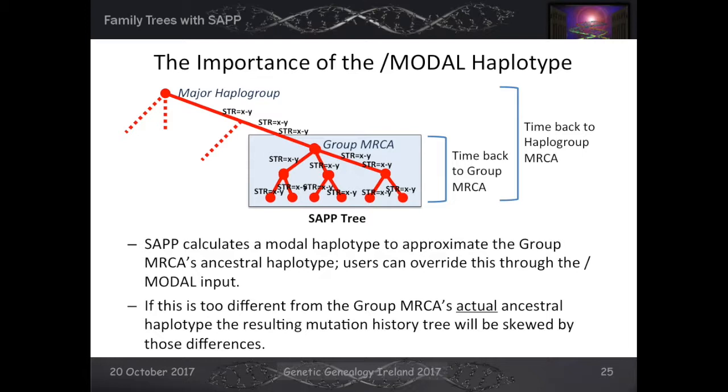Usually the best estimate of that is just the modal of the group, which is what the tool calculates on its own. But that's not always true if your tree is not balanced well. Sometimes you have a group that is tested a lot underneath it, and that will overweight the modal haplotype. For any of the project administrators out there, you know what I'm talking about in terms of getting the mutation history tree to look right, you have to make some assumptions about what that group modal was. And the tool will allow you to override the internal calculation, which you have to do experimentally.